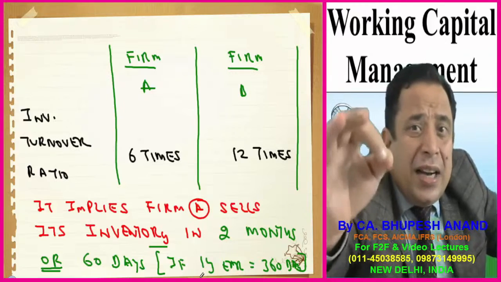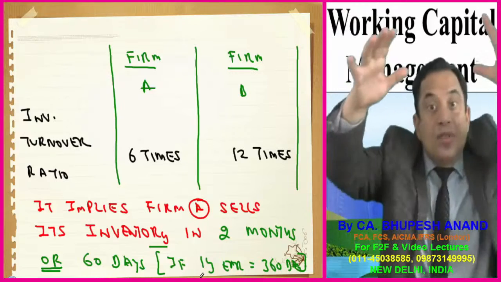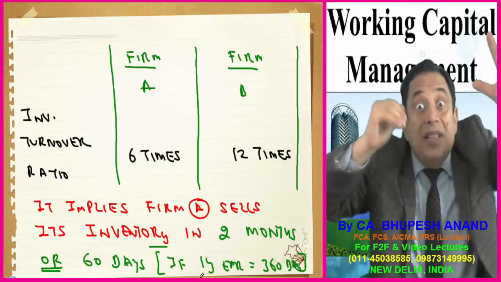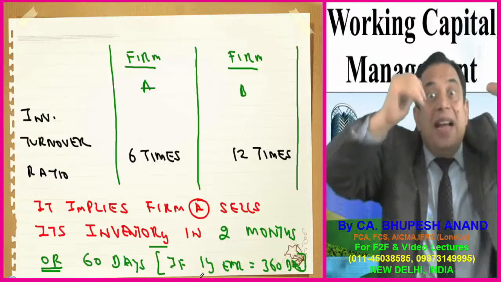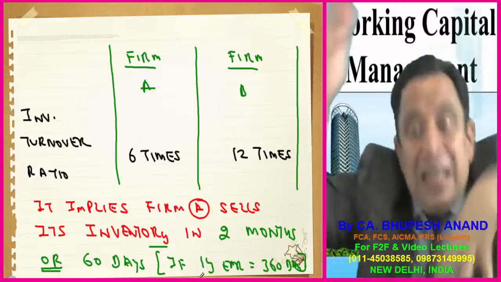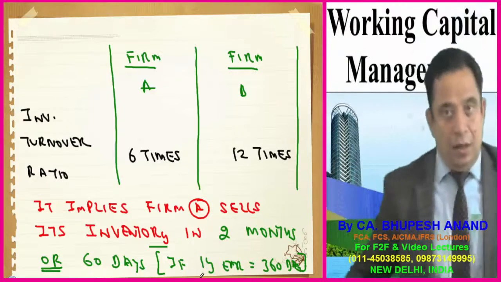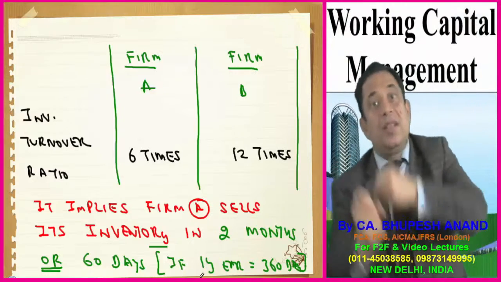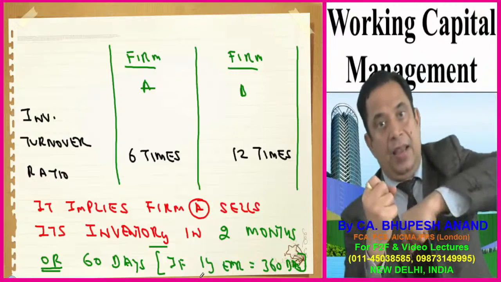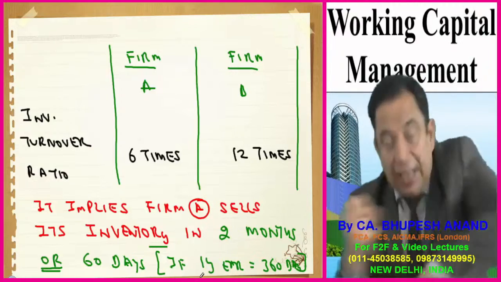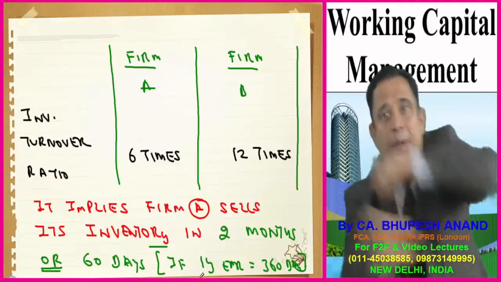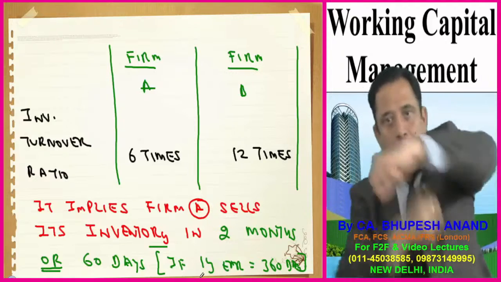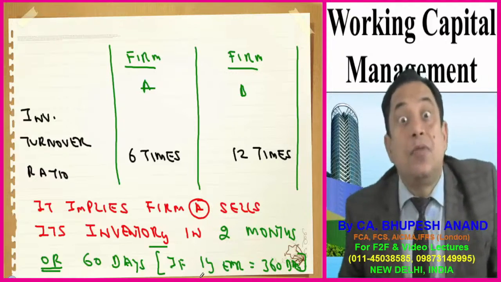Let the inventory turnover ratio of firm A be 6 times. Firstly, I want to tell you the interpretation of 6 times. And let the inventory turnover ratio be 12 times in case of firm B. Now, what I mean by times: in case of firm A, 6 times in a year, the inventory is being bought and sold.